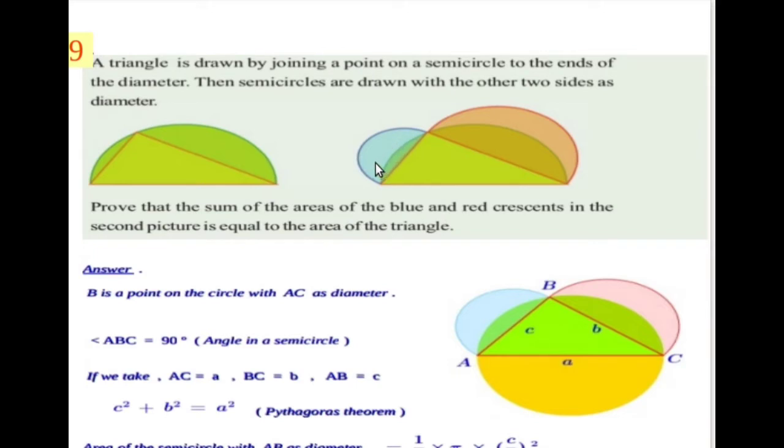That is what we call a crescent. Okay, so we need to prove that the area of this blue crescent and the area of this red crescent, the sum of the areas of those two, is equal to the area of the triangle.